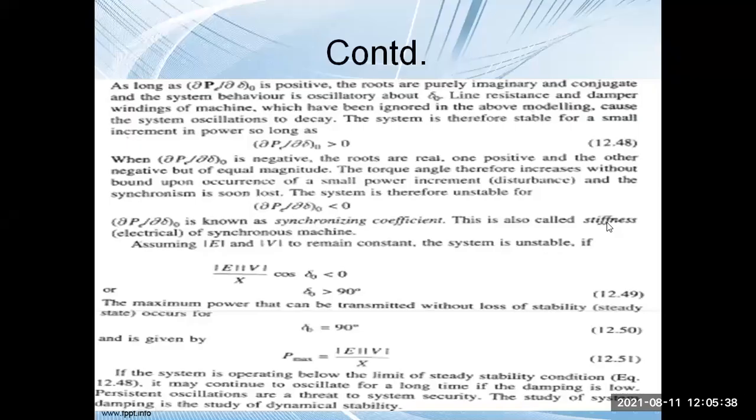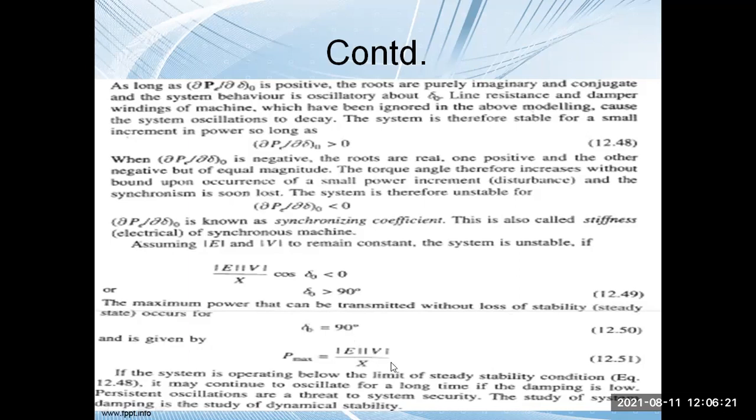Okay, fine. So this delta P by delta delta is known as the synchronizing coefficient, also called the stiffness coefficient of the synchronous machine. Now let us say if E V by X cos delta is less than 0, then delta should be greater than 90 degrees. So the maximum value of the power that can be transmitted without loss of stability is when delta is 90 degree.